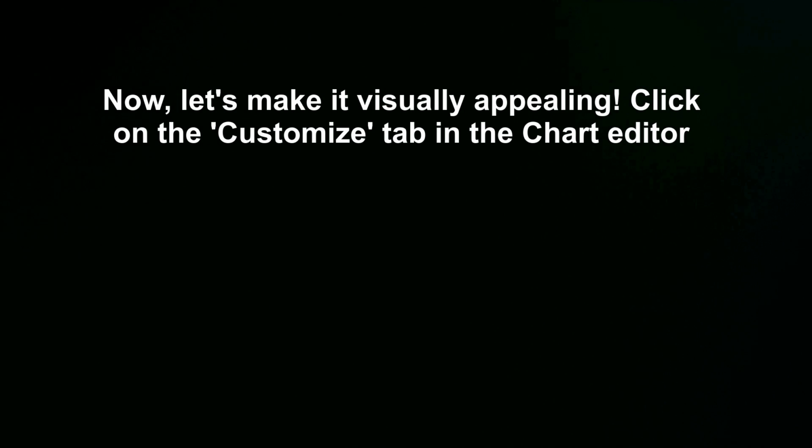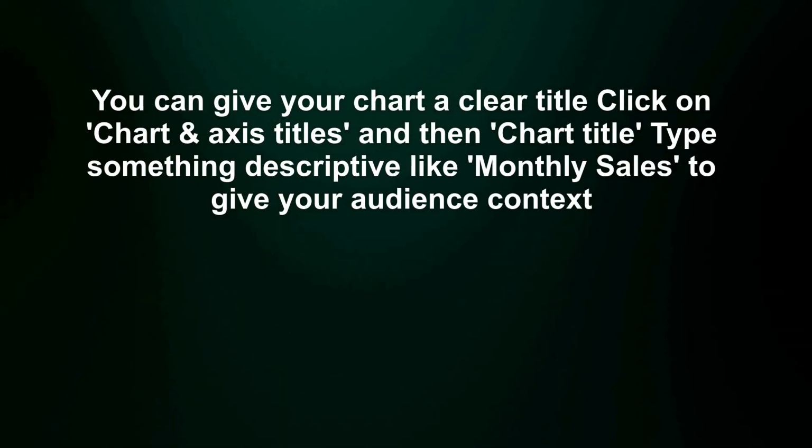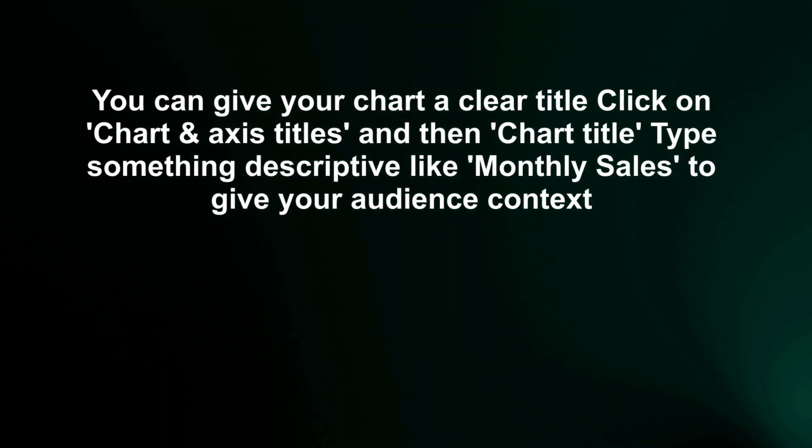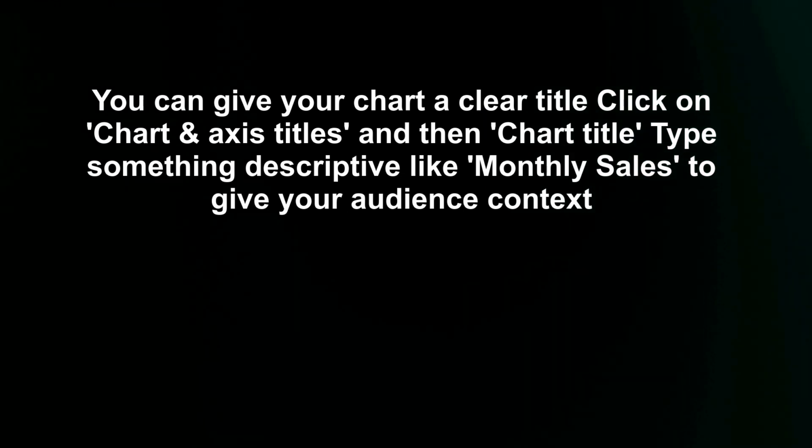Now, let's make it visually appealing. Click on the Customize tab in the chart editor. You can give your chart a clear title. Click on Chart and Axis Titles, and then chart title. Type something descriptive like monthly sales to give your audience context.